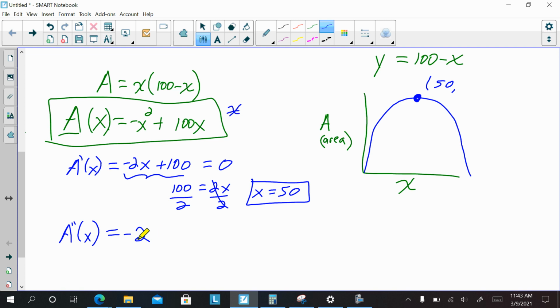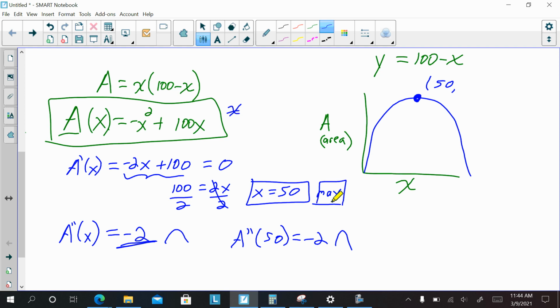Notice there's no input in our second derivative. That means our second derivative is always negative. It's always concave down. The second derivative test says at a critical point, if we are concave down, then that critical point is a maximum. And indeed, if we substitute 50 into our second derivative, we get -2 because our second derivative is a constant. We are concave down at a critical point, so yes, 50 is a maximum.